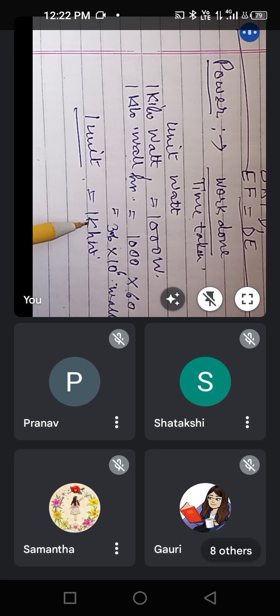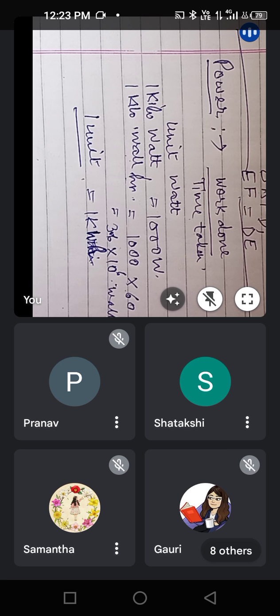Kilowatt hour, kWh. So 1 kilowatt hour means if 1 kilowatt of energy is consumed continuously for 1 hour, then it is called 1 kilowatt hour. Understood?